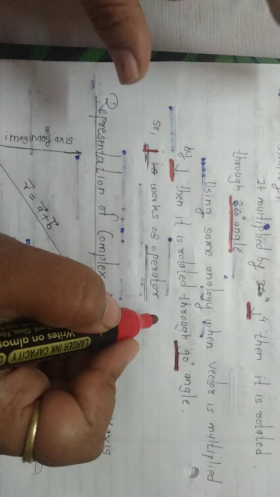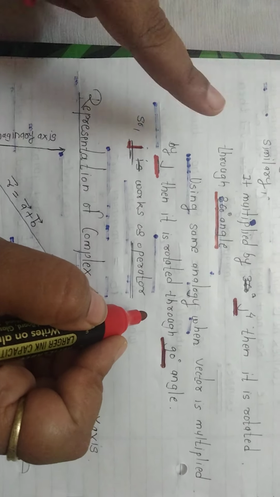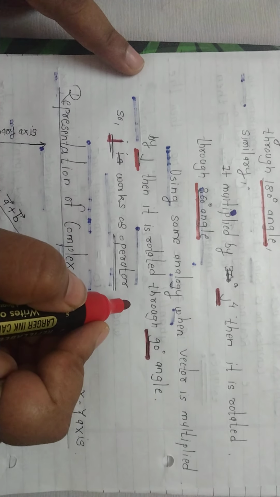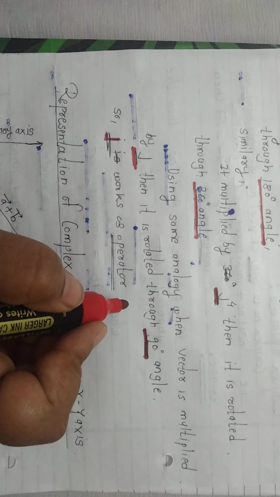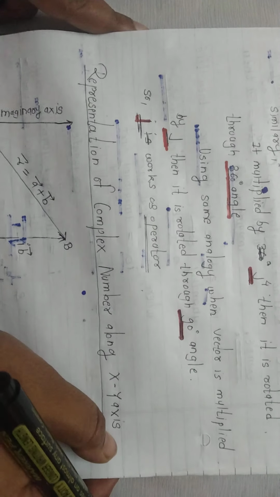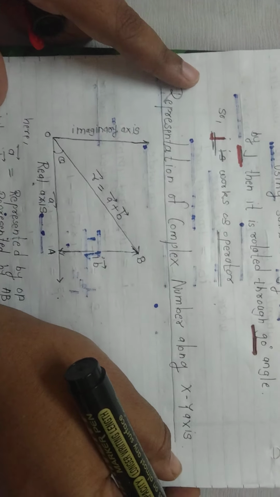Operator. Let us see, if j square is multiplied by any vector, then its angle is 180 degrees. If j to the power of four is multiplied by any vector, then it is rotated through 360 degrees, and if j is multiplied by any vector, then it is rotated through an angle of 90 degrees. So j works as an operator.